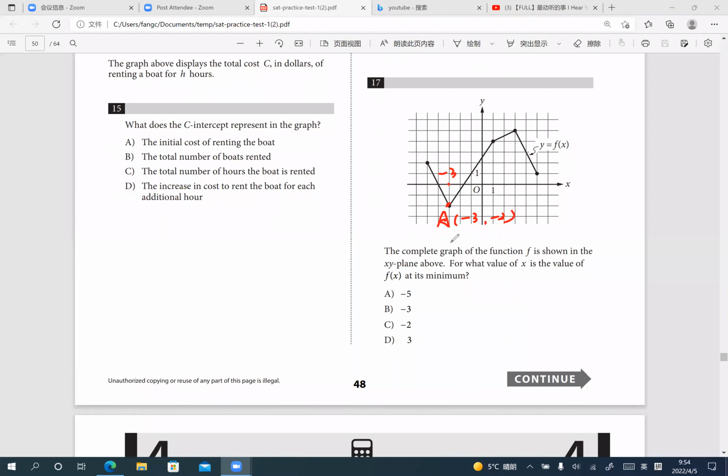Question 17. The complete graph of the function f is shown in the xy-plane above. For what value of x is the value of f of x at its minimum? From the graph above, we can tell the minimum value of f of x is at point A, which is -2. The coordinate of point A is (-3, -2), which means when x equals -3, we have the minimum value -2. So we should choose option B, -3.